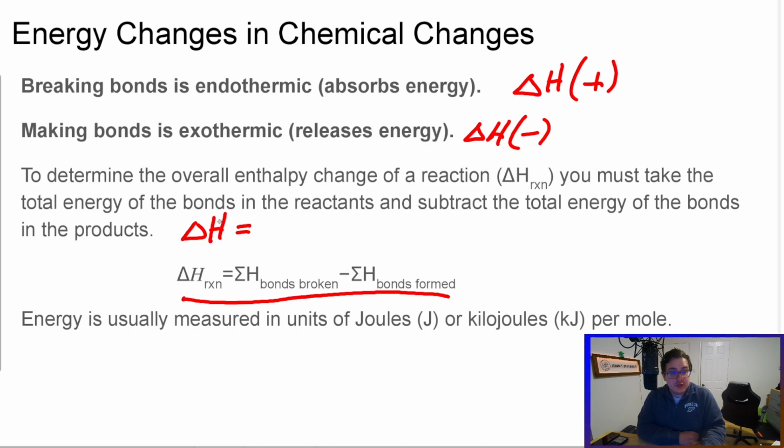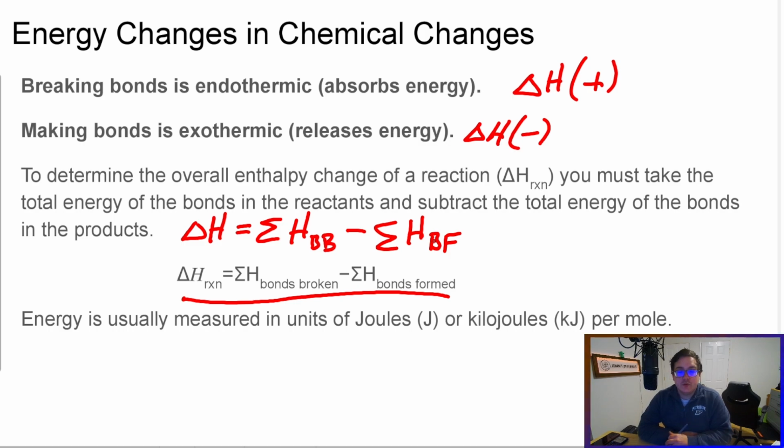The change in enthalpy is the sum of the bonds broken minus the sum of the bonds formed. So what we're going to do is compare the chemical bonds that are broken in the chemical reaction to the chemical bonds that are formed in the chemical reaction. From there, we can predict if the reaction is going to be exothermic or endothermic.